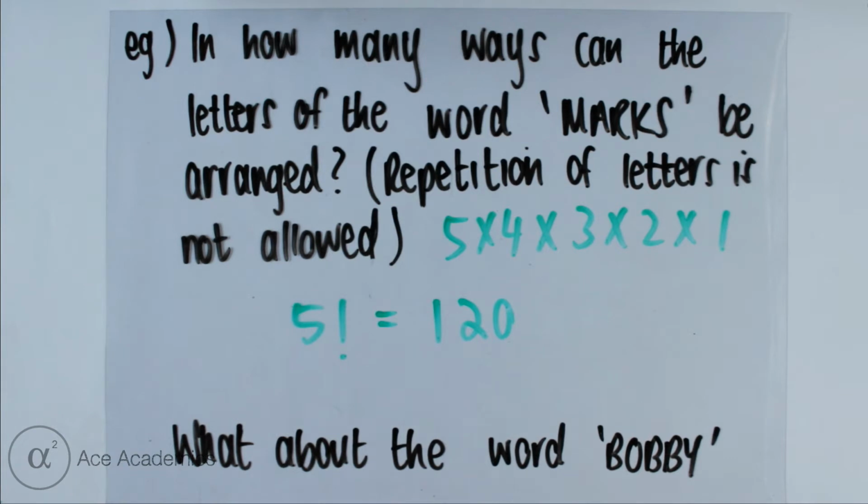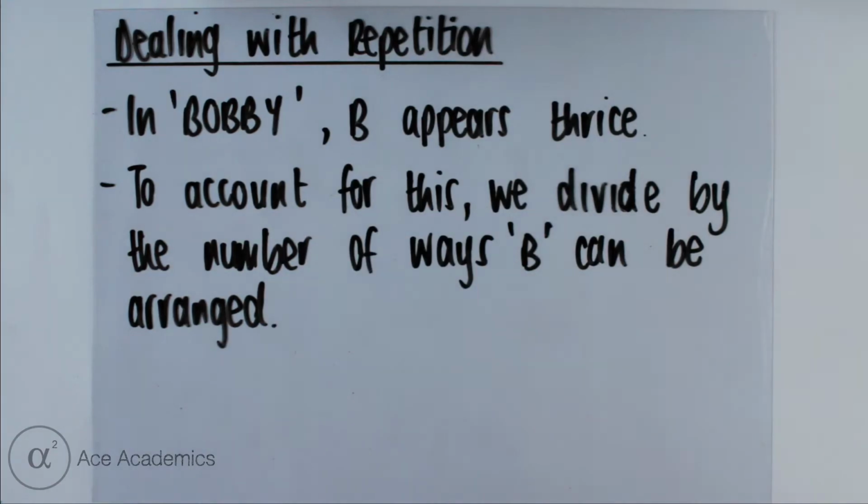Now, in this video, we will start by looking at repetition. So, what about the word Bobby? How many ways can the word Bobby be arranged? Now, we have to note that the letter B is repeated thrice. Dealing with repetition, in the word Bobby, B appears thrice. To account for this, we divide by the number of ways that B can be arranged.